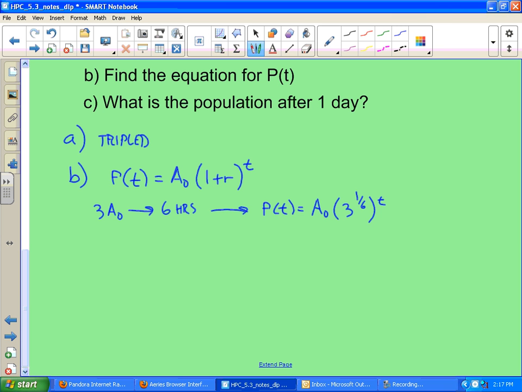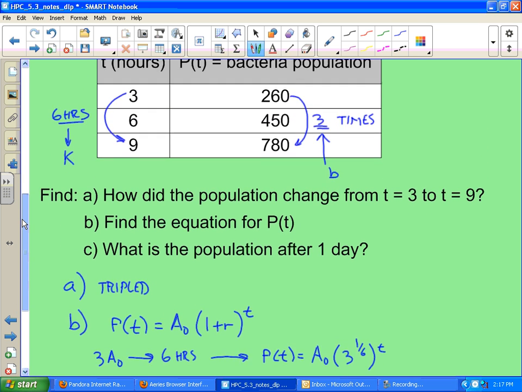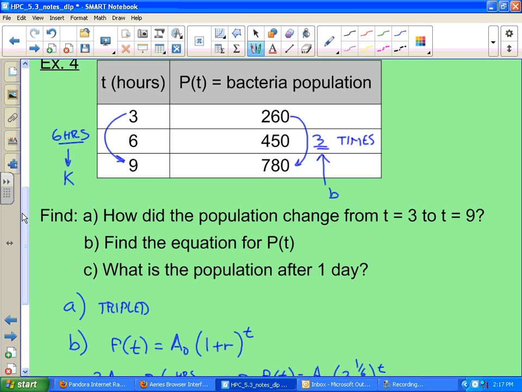You guys agree with me? Yes or no? Yes? Why is the B 3? Good question. The B is 3 because that is my growth factor in this 6-hour time period. I've gone 3 times as much.